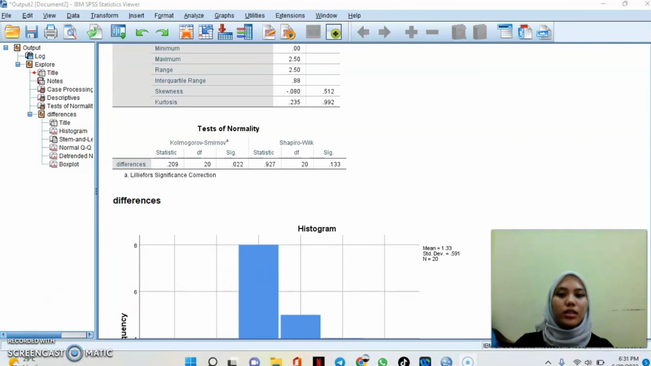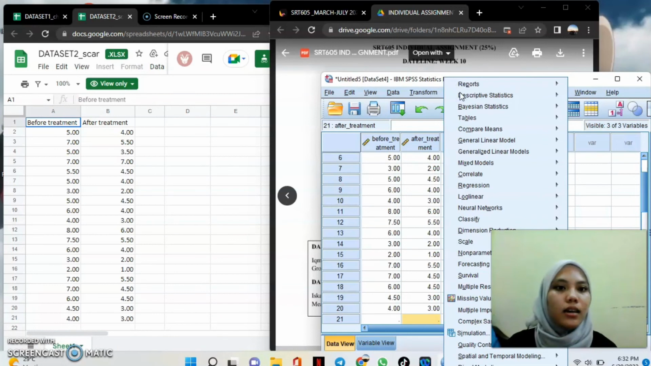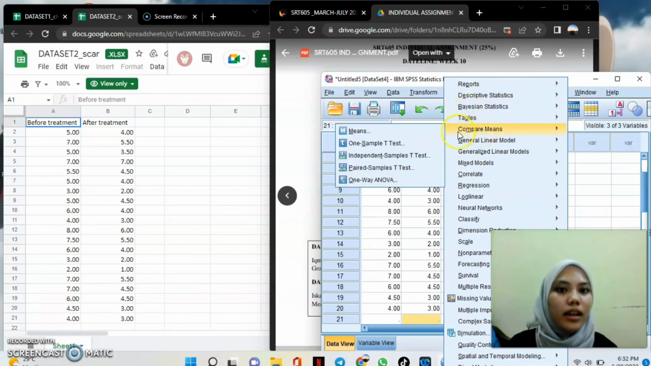Okay, now we're gonna state the hypothesis. H0: there is no change of scar area of the burn patient before and after treatment. And for H1: there is a change of scar area of the burn patient before and after treatment. And then we're gonna proceed to the paired t-test. Then we go to Analyze, Compare Means, and then Paired-Samples T Test.